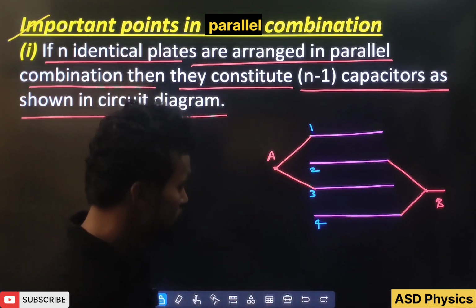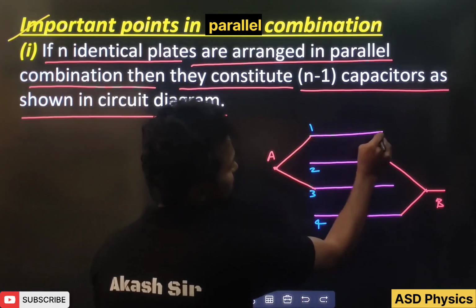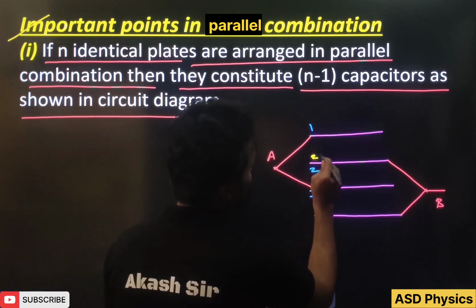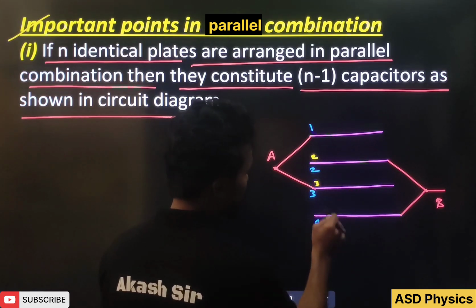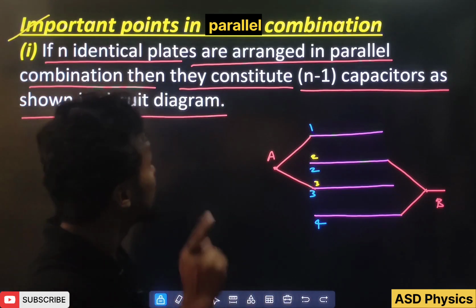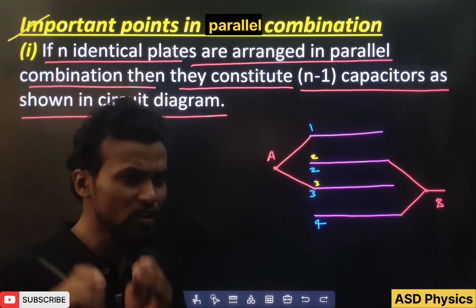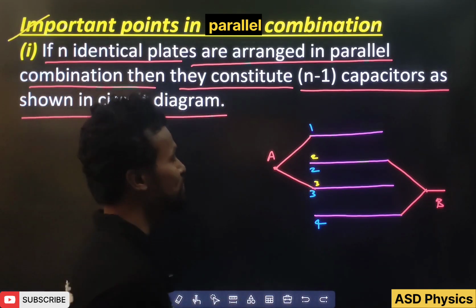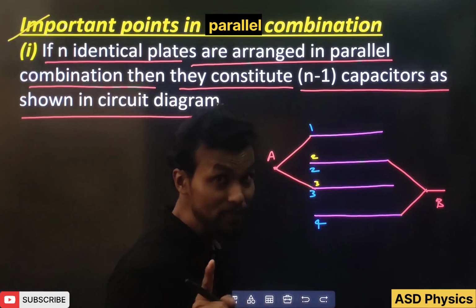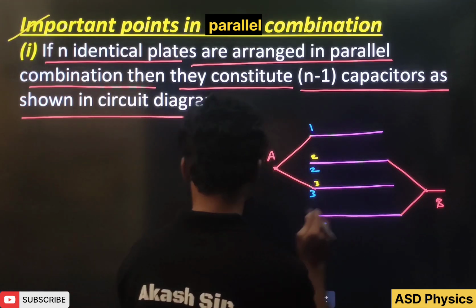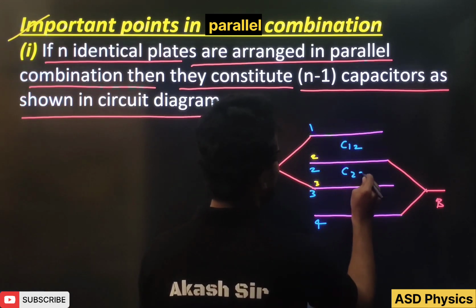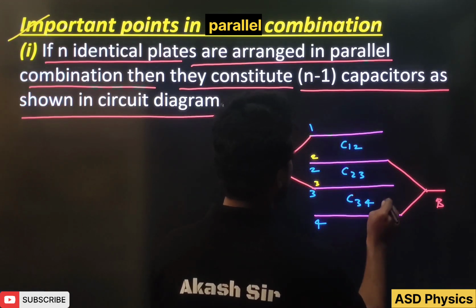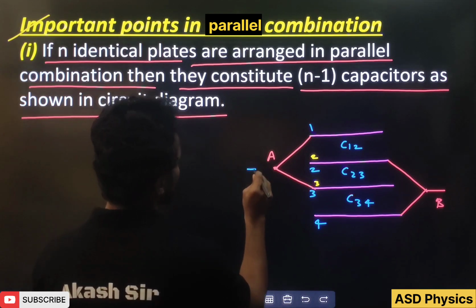Okay, 1, 2, 3, 4 are already there. Now see, this one is only a single plate, but this one is going to make 2 capacitors. This 3 is going to make 2 capacitors, and this 3, 4. So how many capacitors are there? Plates are 4. First we will learn for 4, then we'll make it for n also. 4 plates, but how many capacitors? 3. 1, 2, 3. If I give the names also, this one will become C12, this will become C23, and this will become C34.